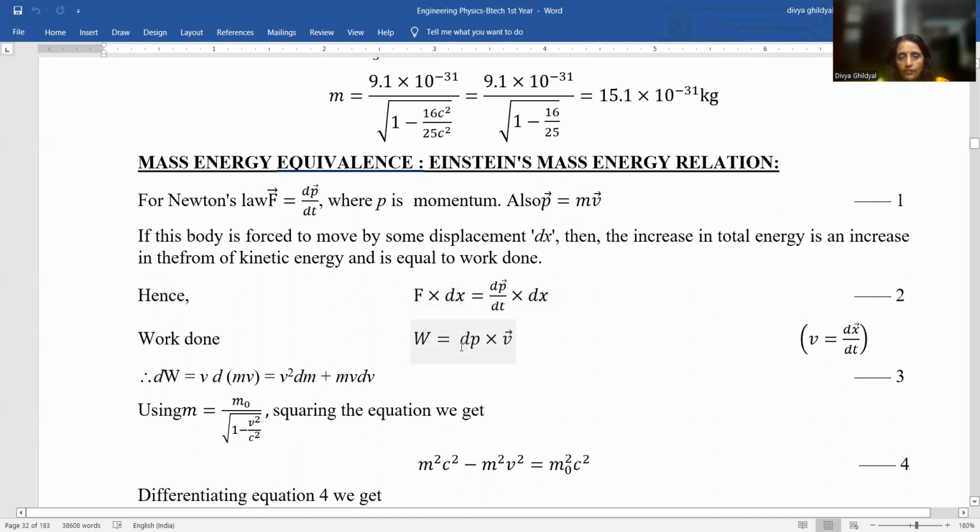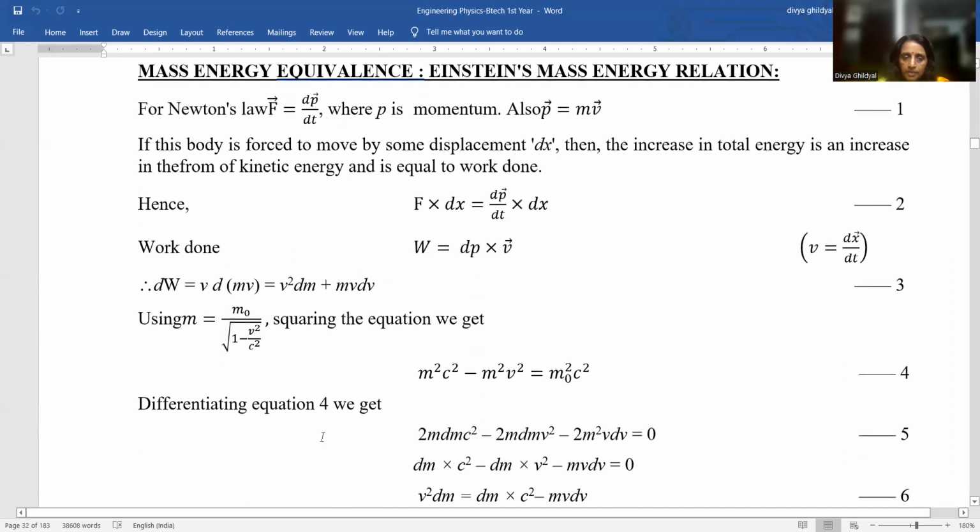Also, we will now differentiate this value. So we will use the concept of the differential formula for two multipliers. The differential formula is that first one quantity stays constant, you write the differential for the other. Then the second time the second quantity is constant and you write the differential of the other quantity. So we differentiate this equation. dw is equal to v square dm plus mv dv. Now instead of m, we will write m equal to m naught upon under root 1 minus v square by c square.